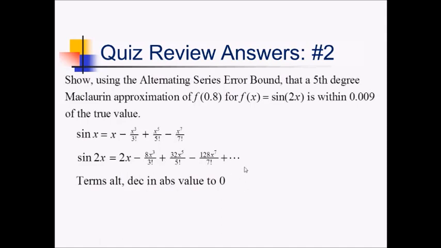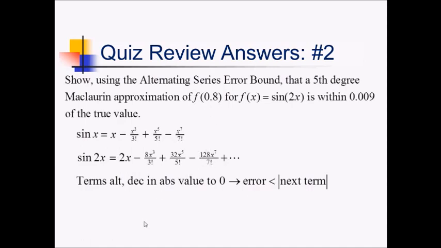This means, according to the alternating series error bound, that the error is going to be less than the absolute value of the next term. The next term bounds the total possible sum of all the other terms of the infinite series. Okay, so let's write an expression for the next term. Since this is a fifth degree approximation we're talking about, that means the next term is whatever we get when we plug 0.8 into this seventh power term.